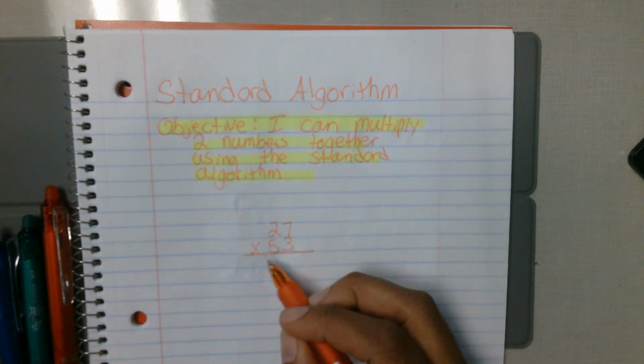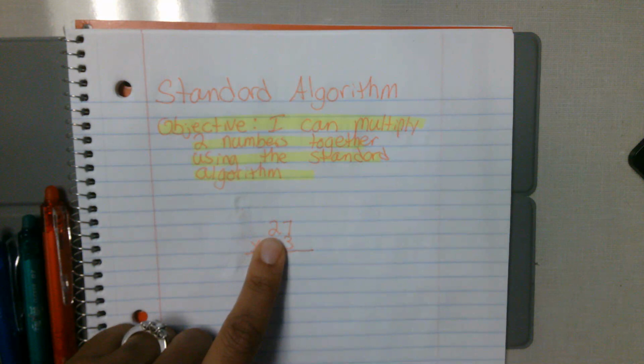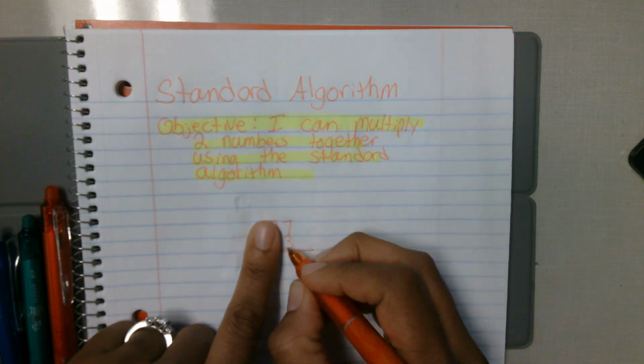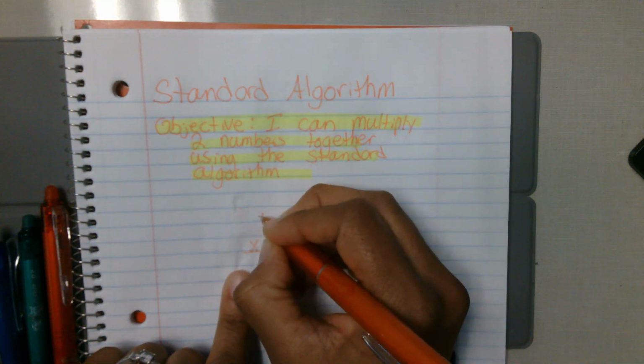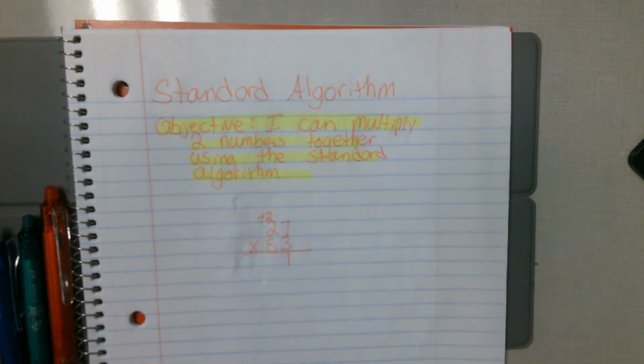our ones place. So we're going to forget about the tens place for right now and not think about the tens place, right? So 3 times 7 is 21. So I leave the ones and I regroup the tens. Again, if you need to use your multiplication chart, you can use your multiplication chart to get these math facts.